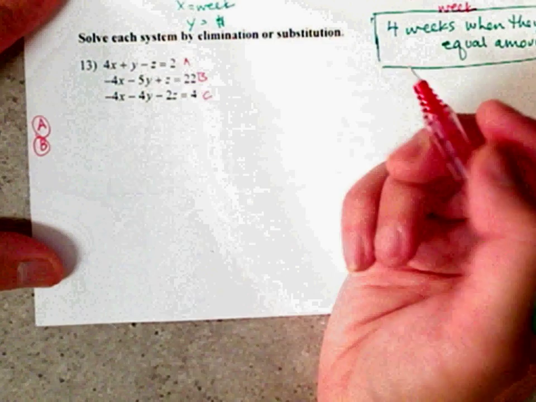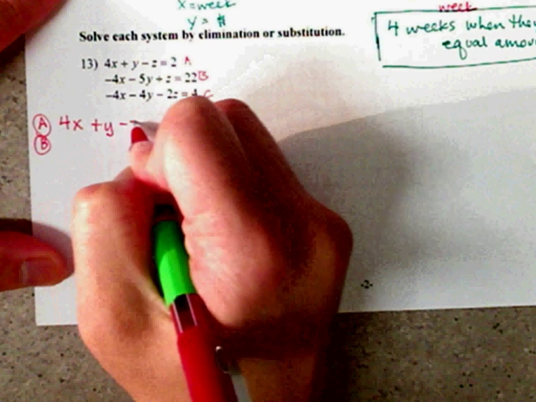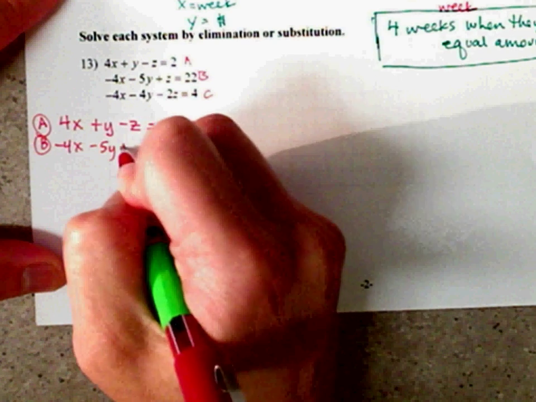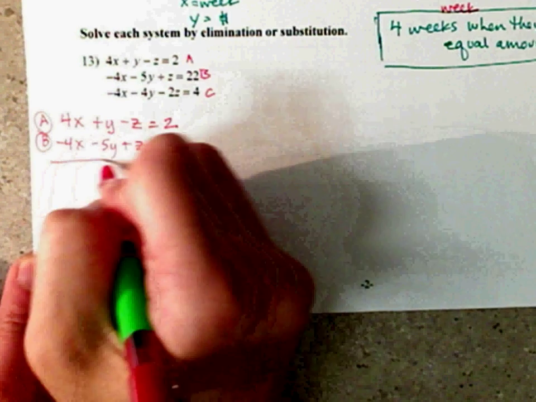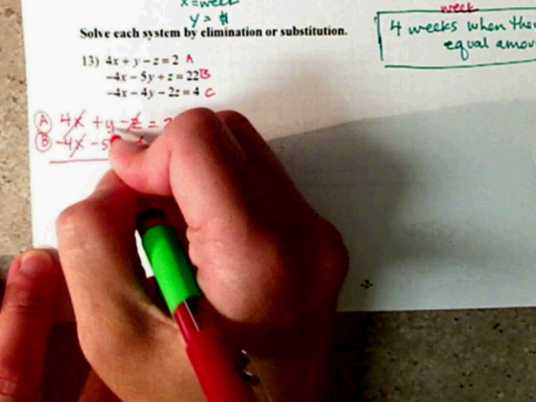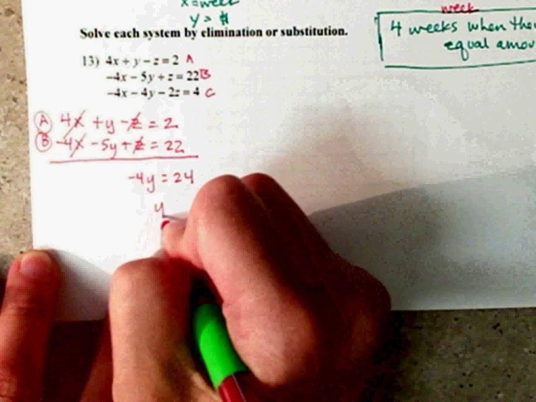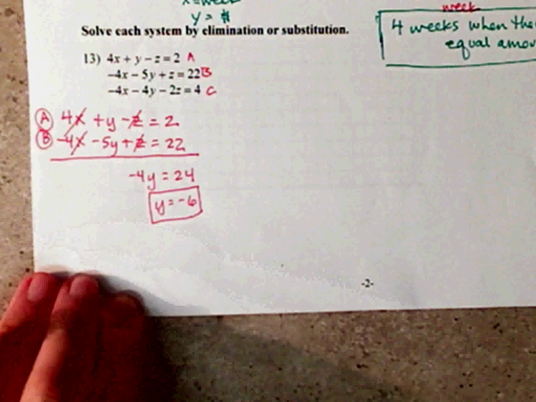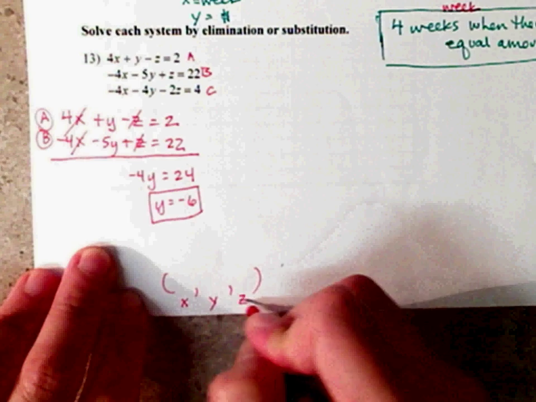So notice I'm going to get rid of the x. 4x plus y minus z is equal to 2. Negative 4x minus 5y plus z is equal to 22. So I'm going to combine like terms. Cancel, cancel. So 1y minus 5y is negative 4y. 2 plus 22 is 24. Y is equal to negative 6. I've already found my one variable. Your solution should be a triple: x, y, and z. That's your end result.